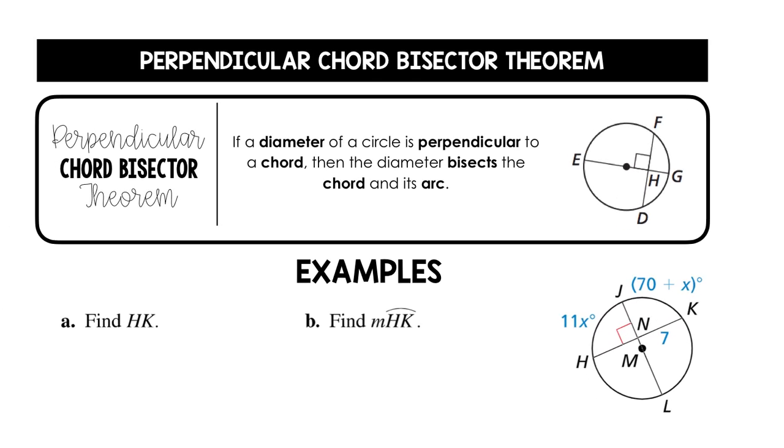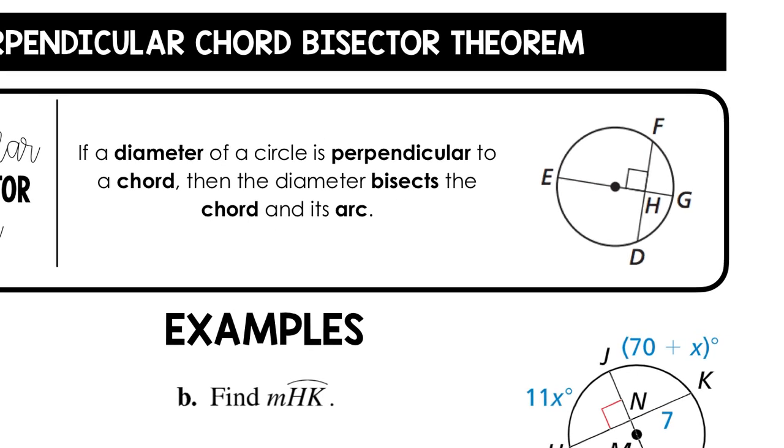On this page, we're going to talk about the perpendicular chord bisector theorem. So this theorem says that if we have a diameter in a circle, so this line right here from E to G, this is a diameter. It goes right through the center of the circle, as you can see. So if a diameter is perpendicular to a chord, so you can kind of see in this picture here, we have a diameter, and then we have this chord from F to D, and there's a little box here that shows a 90-degree angle.